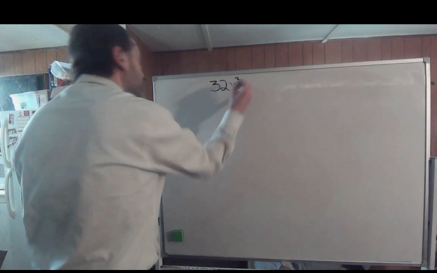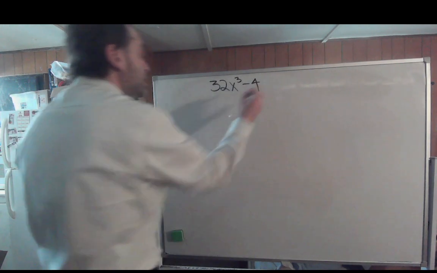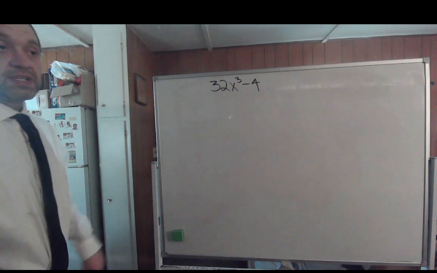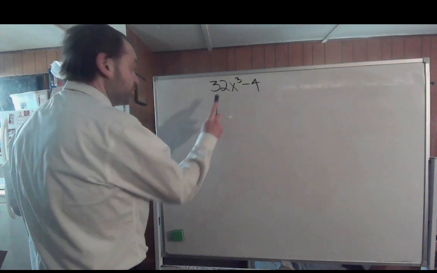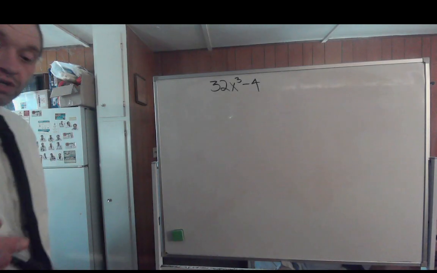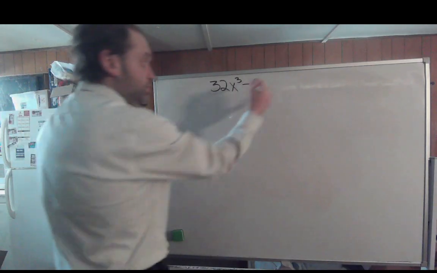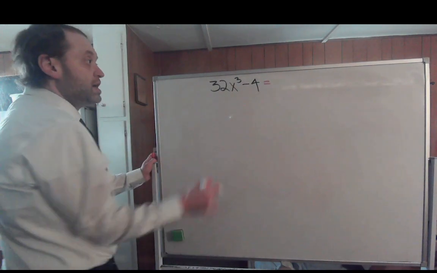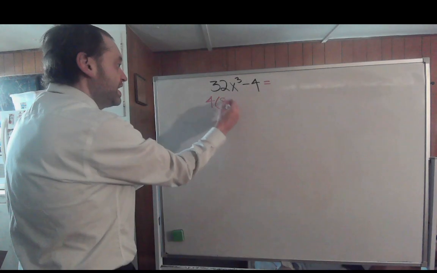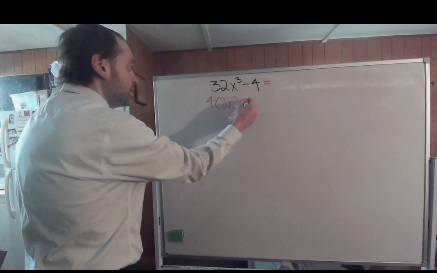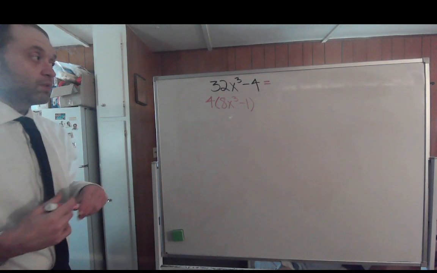32x to the third minus 4. That looks really bad, doesn't it? 32x to the third minus 4. Well, it's true, 32 and 4 are not perfect cubes, but what can we do? We can definitely factor out a common 4 between those, right? Let's start there. If you factor out your common 4, you'll end up getting 4 times the quantity of 8x to the third minus 1. Now we have the difference of two cubes. Now we can make it work.